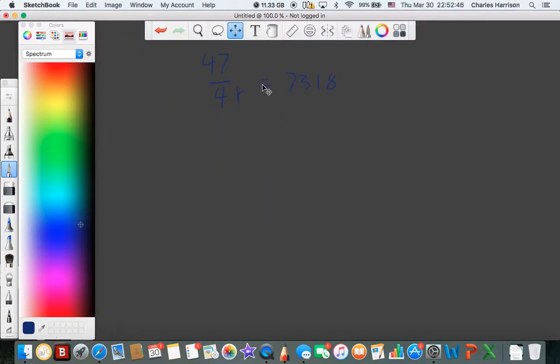All right. And then what we're going to do is we're going to times by the reciprocal. So it's really 4 over 47. And we're going to cancel that out. When we do one side, we do the other side. So it is 7,318. All right, we can put that over 1 times 4 over 47.